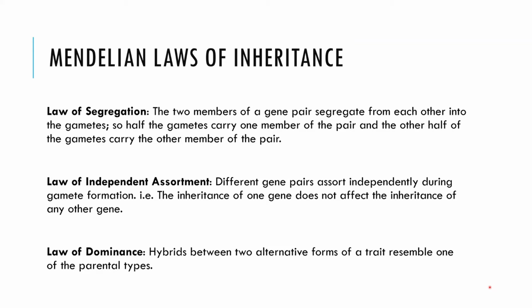And the other law of inheritance, which we have already seen, is the law of dominance. That is, hybrids between two alternate forms of a trait resemble one of the parental types, which is the dominant phenotype. With this, we come to the end of Mendelian laws of inheritance.